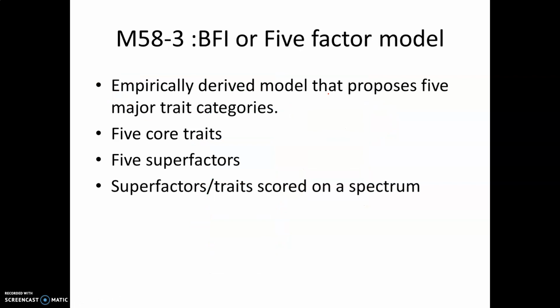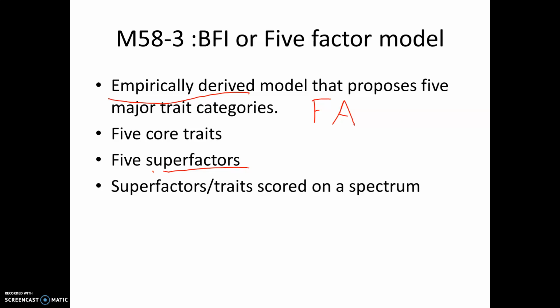All right, now let's just get into the BFI, or the five-factor model. That's the one that, again, is most widely used in contemporary psychology. So basically, it is an empirically derived test. It uses factor analysis, and it proposes that our personalities are comprised of five major trait categories. Those five traits are sometimes called superfactors, and we went over in class what a superfactor is, and I also posted a screencast on factor analysis.